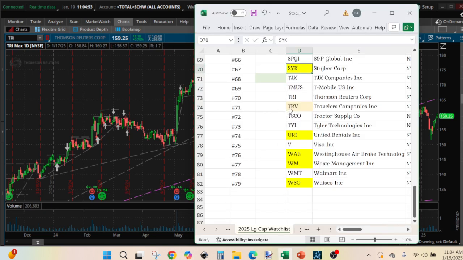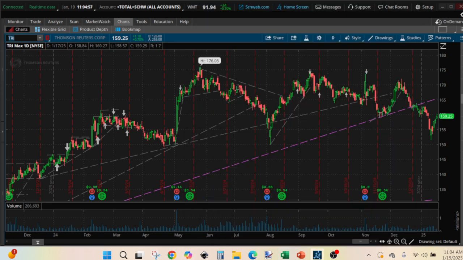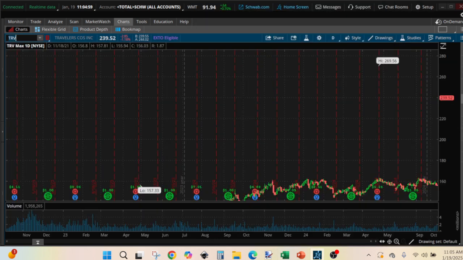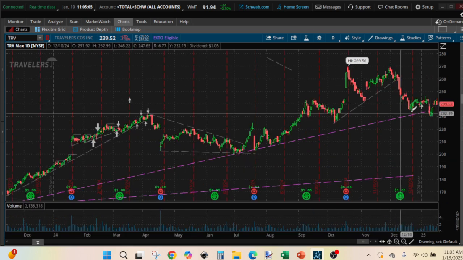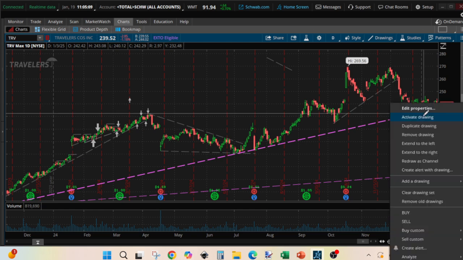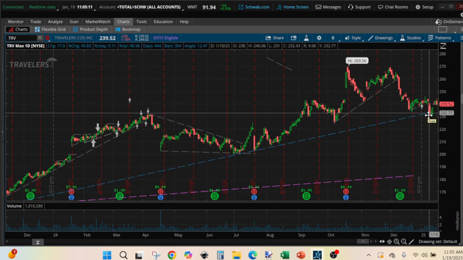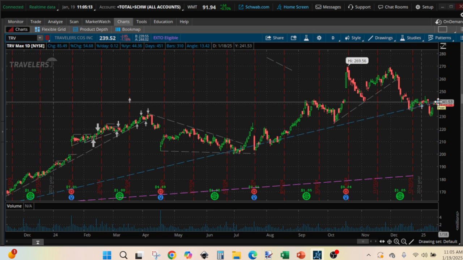The next one is TRV. We purchased it this year. It is in our portfolio. So we have two trend lines to work with. We purchased it at this trend line. It went a little bit below it after we bought it.